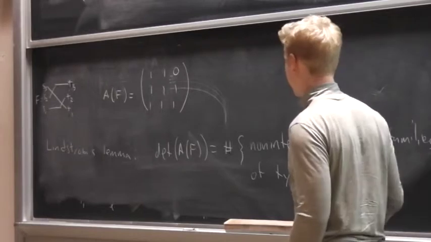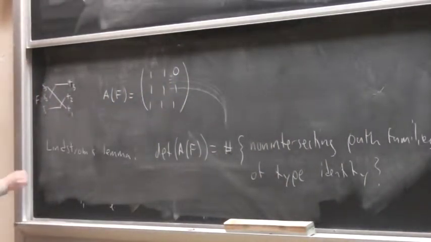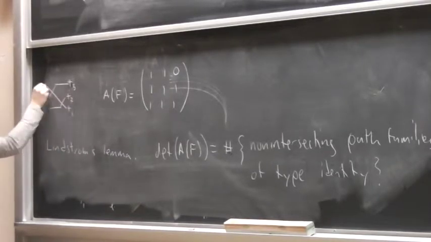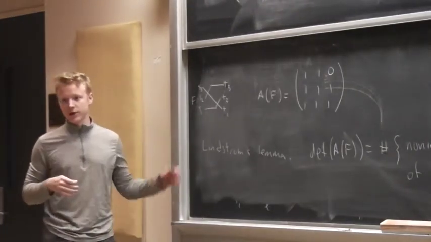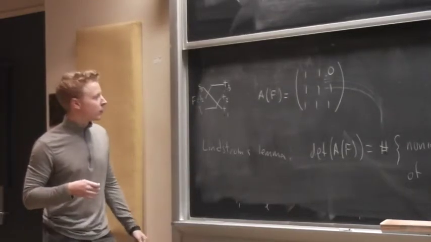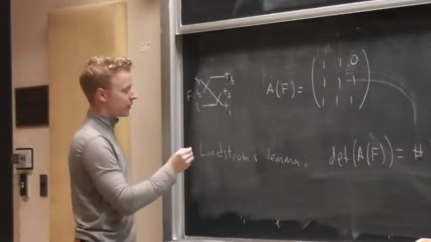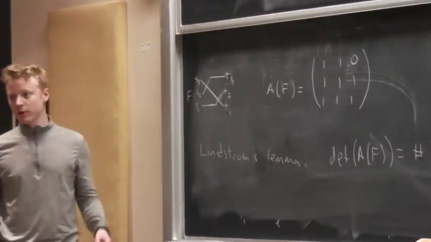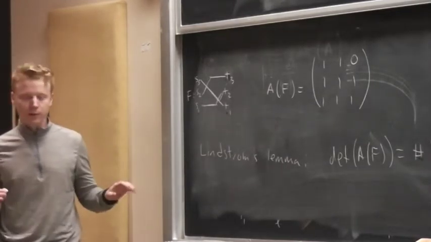A non-intersecting path family of type identity is a way of choosing a path from each source to the corresponding sink. So S1 to T1, S2 to T2, S3 to T3, in such a way that none of those paths intersect each other. So you can see here in this example that there aren't any, because there's only one path from S1 to T1, and only one path from S2 to T2, and those paths intersect each other. So you're not going to get a non-intersecting path family connecting all the sources to the corresponding sinks.